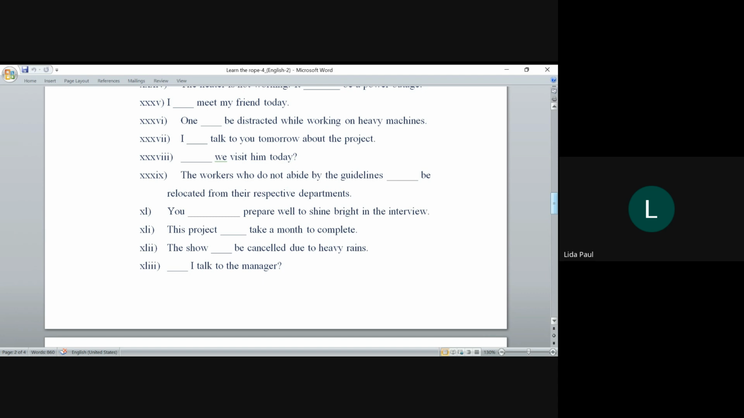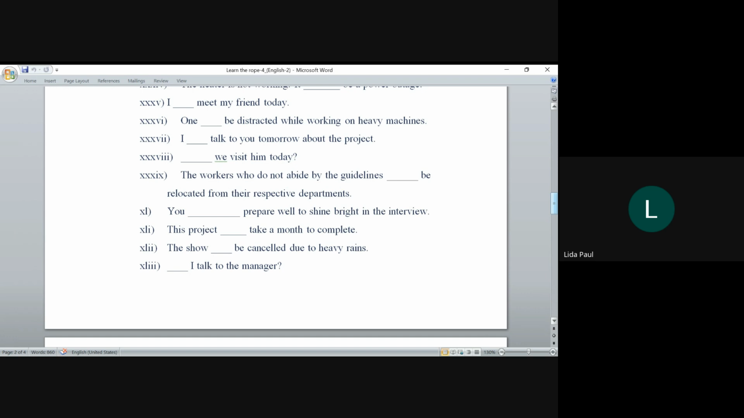But for requirement and advice, you're advising somebody, so should. You should prepare well to shine bright in the interview. Requirement or advice. You should prepare well. 41. This project dash take a month to complete. Again, requirement. This project should take a month to complete. Again, requirement, right? This is not an advice here, but this shows a requirement. When someone makes a sentence like that, they basically say that it would require a month to complete.